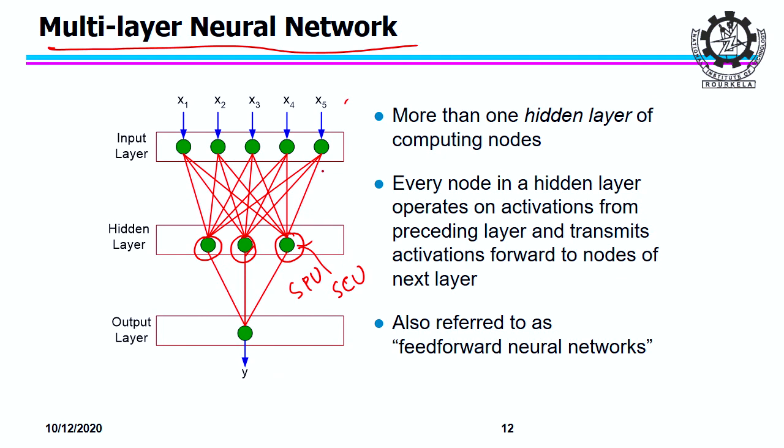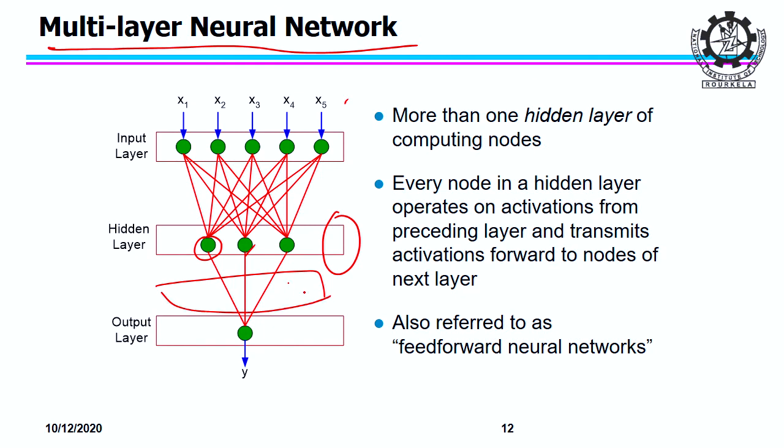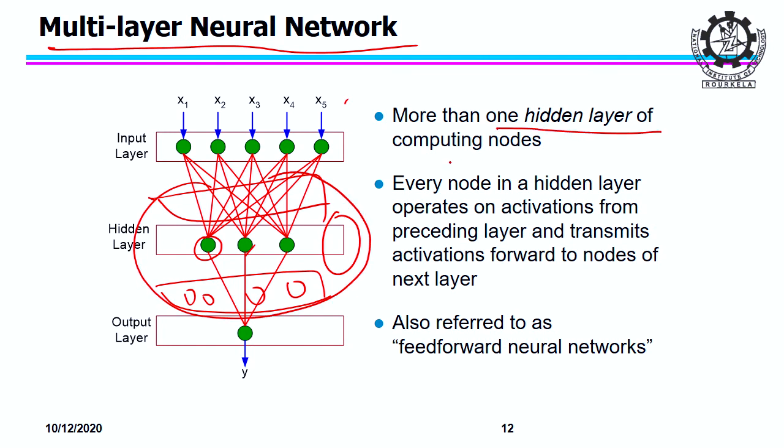In the earlier case, we had direct connections here, here, and so on. But now we do not have direct connections, we have a structure like this. Whatever is in between the input and output is hidden, and therefore this layer is called the hidden layer. In this example, we have only 3 perceptrons located in the hidden layer. There may be another layer, and there may be more, and so on. These are all called hidden layers: more than one hidden layer of computing nodes.